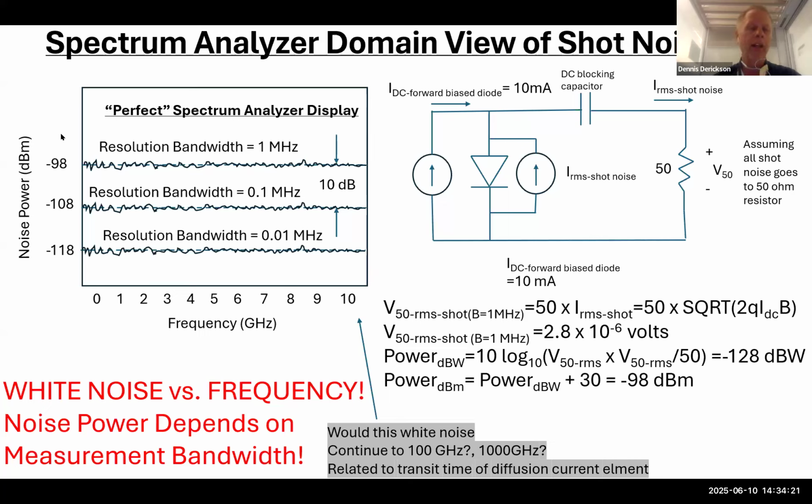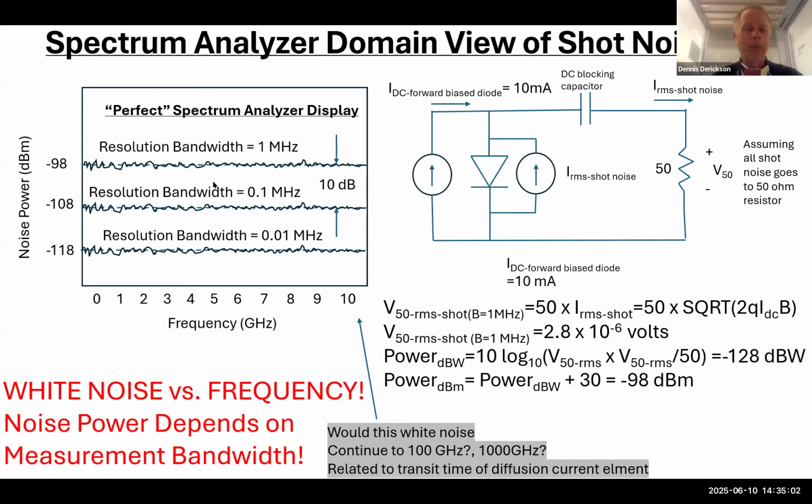So let's look at that as you would see it in a spectrum analyzer that has perfect sensitivity. So here's a perfect spectrum analyzer. One of the key parameters in a spectrum analyzer is the resolution bandwidth, and that is the width of the filter that is ahead of the power meter in the spectrum analyzer. So if I put a resolution bandwidth of 1 megahertz right here and just took this diode with 10 milliamps through it, I should see shot noise in that 50 ohm resistor that's at the minus 98 dBm level. Again, that was assuming all the current from this diode goes to the 50 ohm resistor, which turns out probably not to be true.